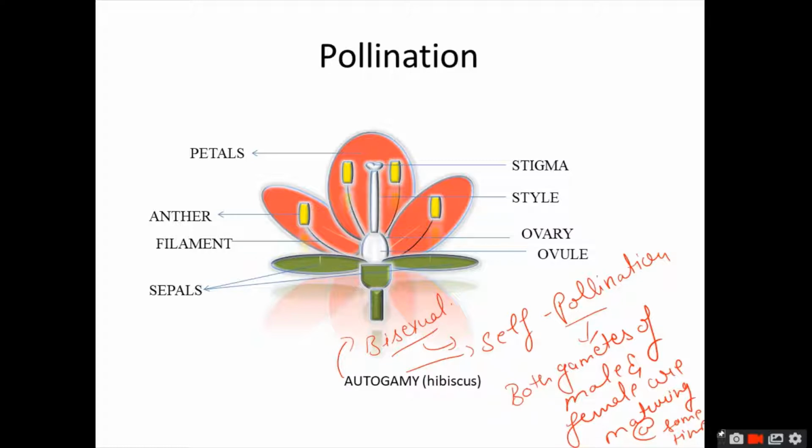The example of autogamy is the hibiscus flower. In hibiscus type of flowers, this autogamy type of pollination is seen. Now what happens is, as we know, in pollination the transfer of anther is taking place towards the stigma. The same flower has both the gametes, and the maturation time is the same for both anther and stigma. This is how the pollen grains within the anther get onto the stigma during the period of pollination.